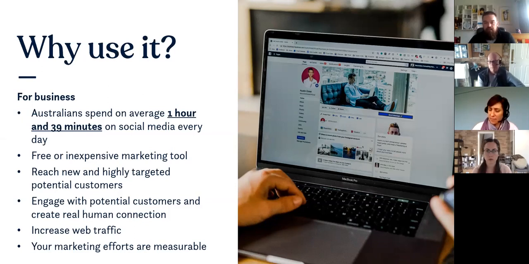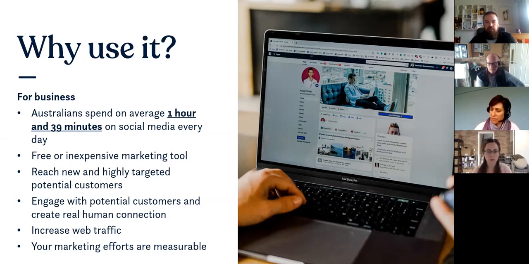You're likely to see 40% further reach for your posts if you do advertise, but it's not saying that you have to. You can reach new and highly targeted potential customers. This is even more so when you do advertise through social media. You can really target your core audience, or who you want to attract, and Facebook, considering that they own WhatsApp and Instagram, their reach and their data to be able to target people is pretty powerful.